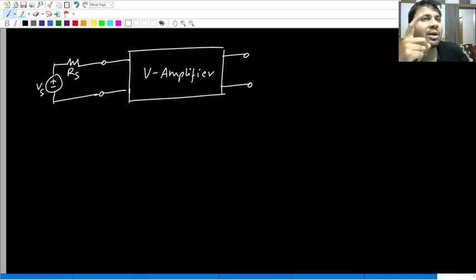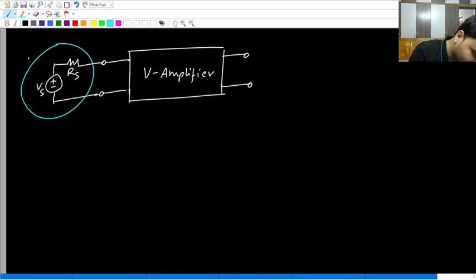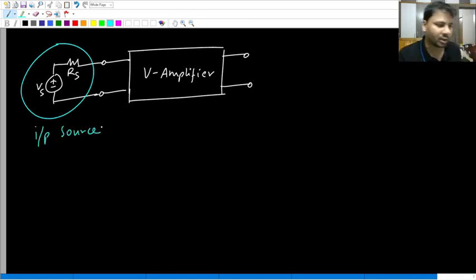So if you recall, the input resistance is shown inside the box, because input resistance is a property of the amplifier. Even the output resistance is shown inside the box. Even the dependent source, for example, the voltage controlled voltage source A times Vin, is also shown inside the box. Because all these things, gain, input resistance and output resistance, are properties of the amplifier, they will be present inside the box. Whereas this Rs does not belong to the amplifier, it belongs to the source. So if I ask you which is our source, you should say Vs along with Rs. This is our input source.